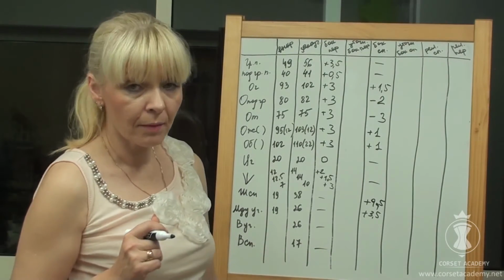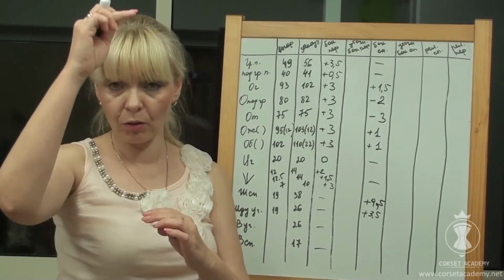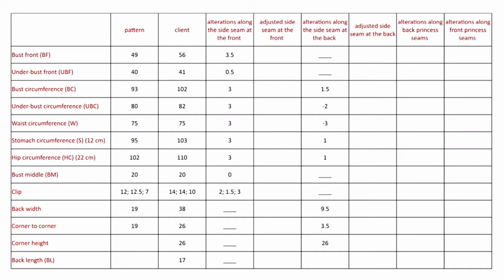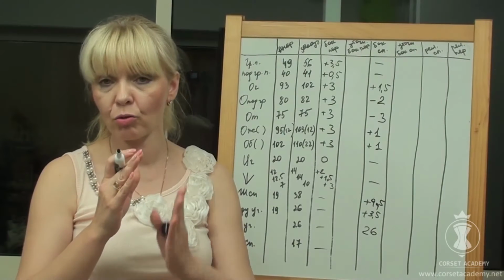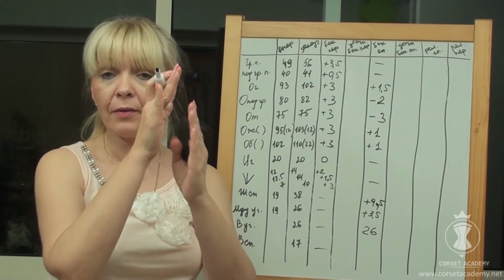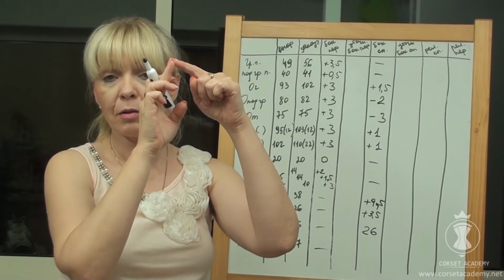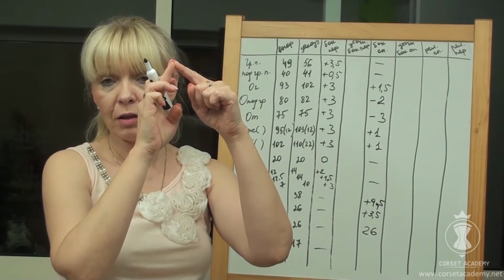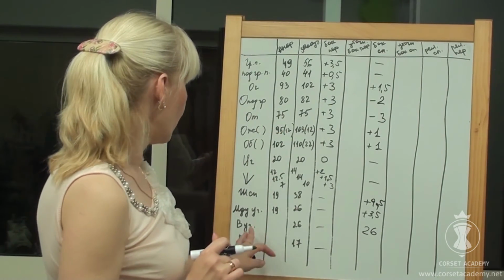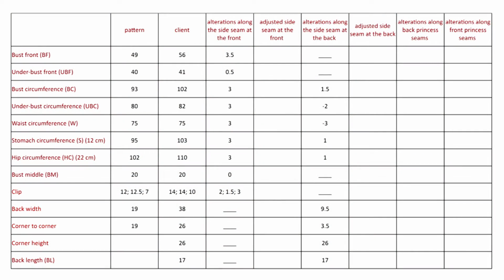When I was measuring the height of the corner on my client, I thought it would be good to place it 26 centimeters above the waistline. I write that value in the table. When I start drawing the corner on the pattern, I will step 3.5 centimeters inwards from the princess seam and 26 centimeters up from the waistline to find its top point. The back width measurement is 17 centimeters. I write it in the table.